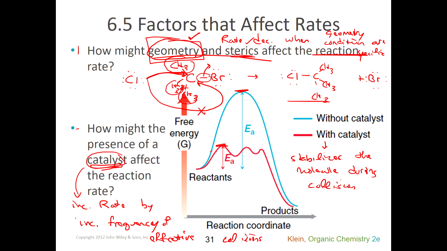So a catalyst makes the pathway lower in energy by making it more stable during the collisions, and so it can happen a lot more often. Without the catalyst, only the strongest collisions would have the energy necessary. With the catalyst, most of the collisions have the energy, so there'll be a much more frequent number of effective collisions per second.